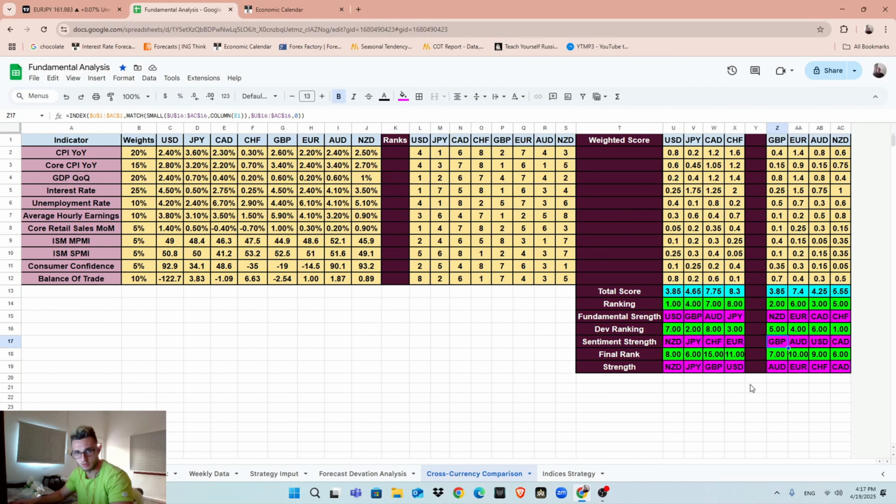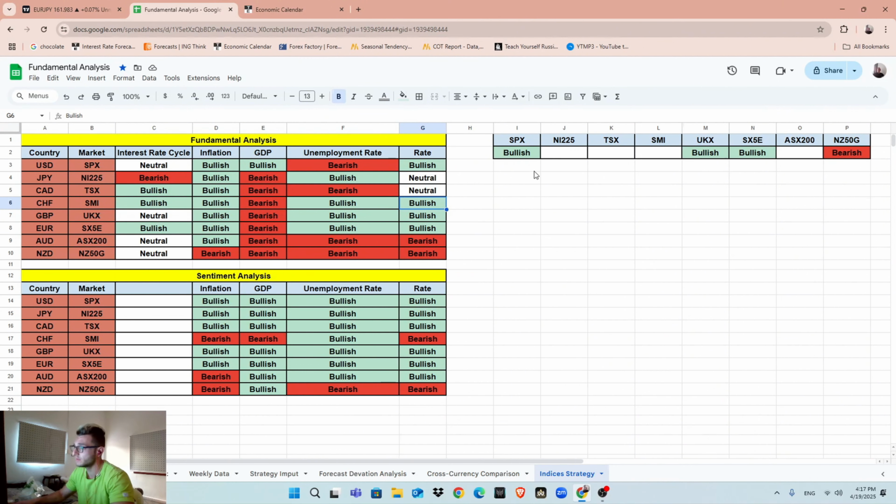We will jump into the EURJPY trade that I took, but for the next week, from a Forex fundamental and sentiment perspective, I'm looking to trade the CADJPY pair, and from an indices perspective, I'm still bullish on the S&P 500, the UK stock market, and the Euro index. Now we will jump into the technical analysis of these indices and the currency pairs and also Bitcoin to see if we have any opportunities during the next week.